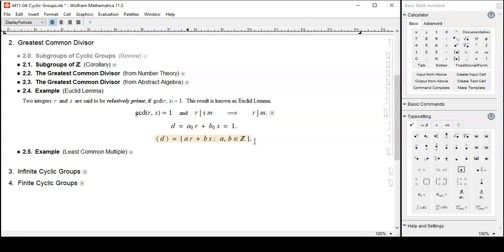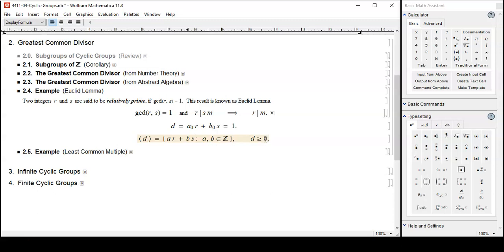D is a non-negative generator of the set. We used to use H here. And this is a subgroup. We proved it. And then it's a subgroup of a cyclic group Z, so it has a generator. And among them, we're going to select the non-negative generator. So that's how you do it.